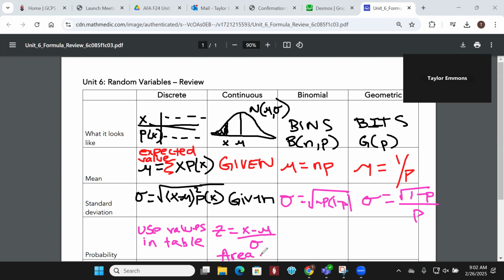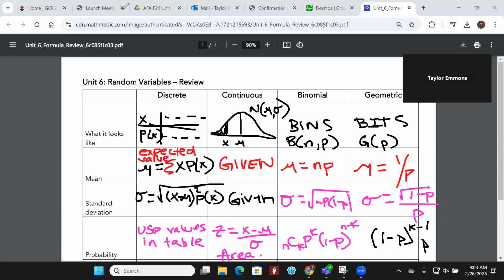For binomial, this is the crazy one. Remember, we want to use our calculator for this one. This is the n choose k probability of successes with the probability of failure. And then for geometric, we did the probability of failure times the probability of success.